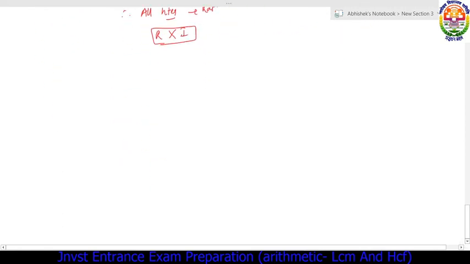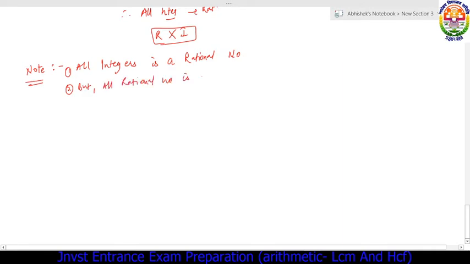So if I write a note: all integers are rational numbers, but all rational numbers are not integers. Clear? Is it clear?